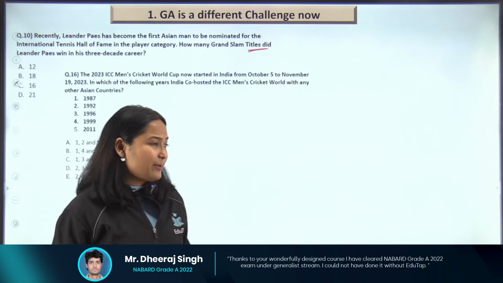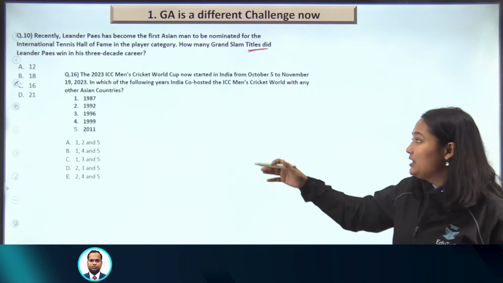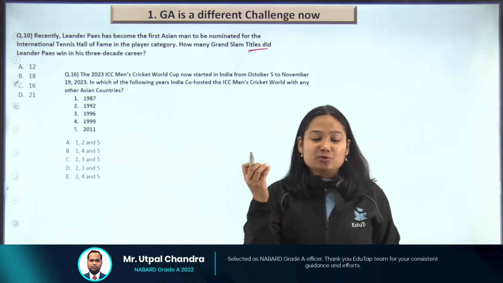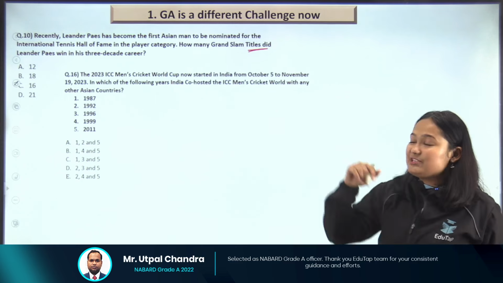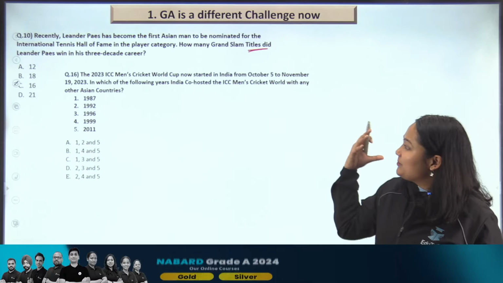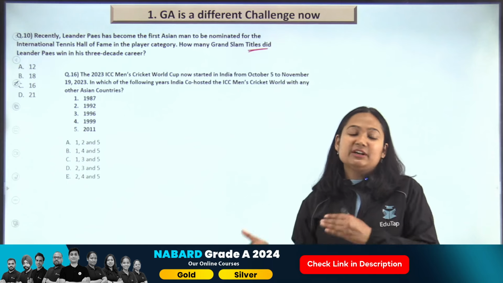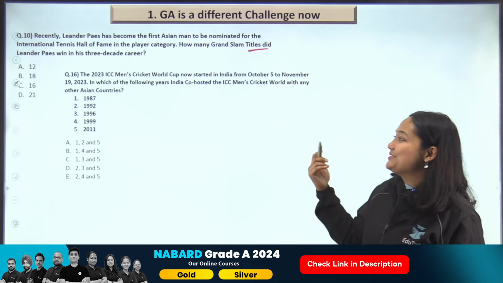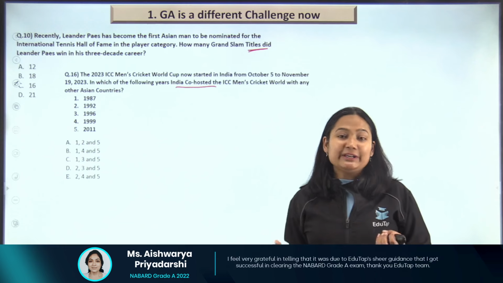I'll give you one more example. Look at this particular question. Here the question is about cricket, and I know most of you must be very confident, thinking you know everything about cricket. So see the kind of question they have given. We must be prepared: in 2023 where did the match happen, who was the winner, who was the runner-up. The question about hosting asks where India was co-host. So you can get this kind of question.